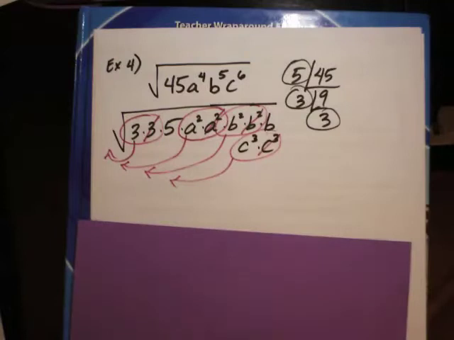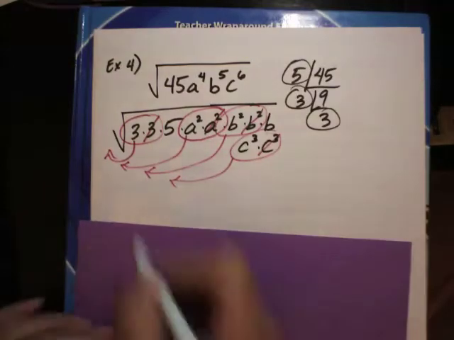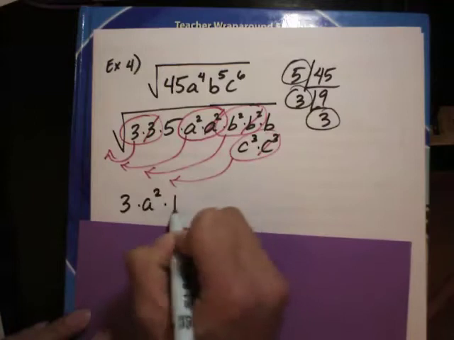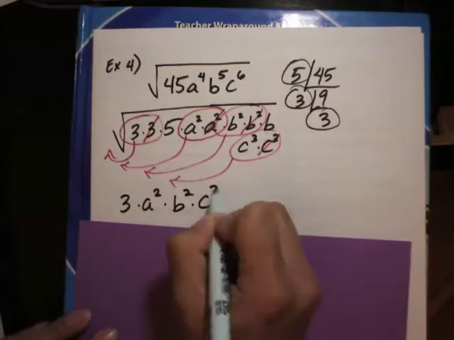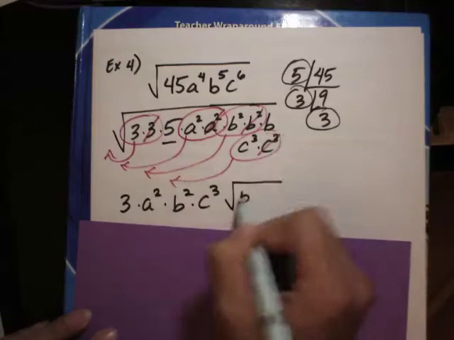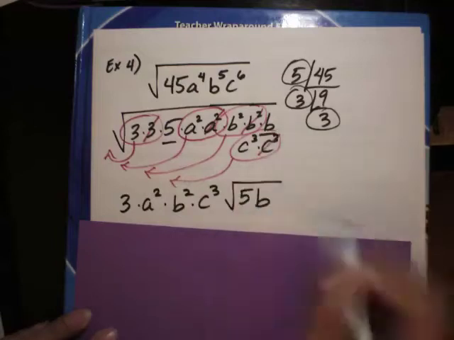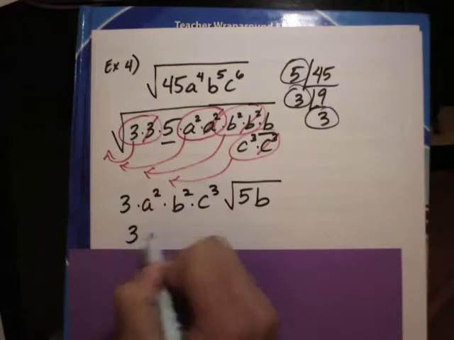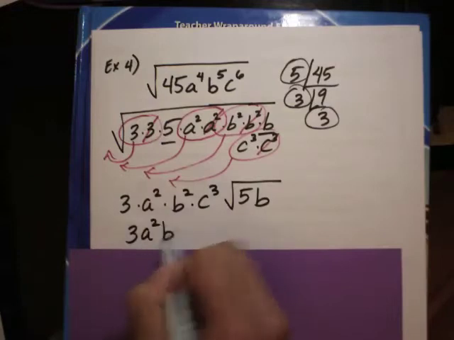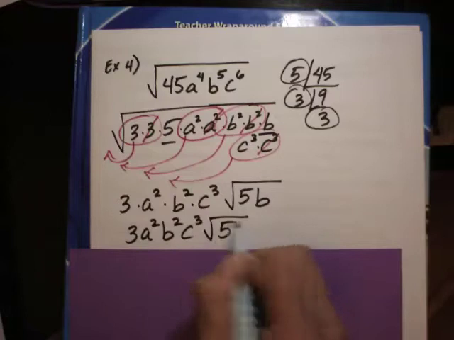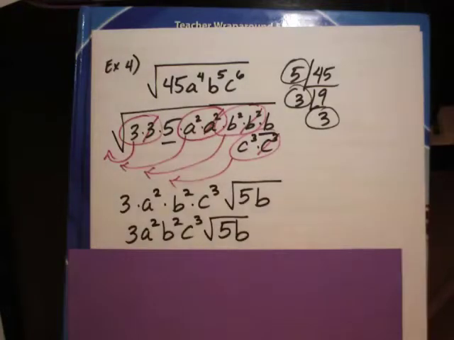Okay, so everything that's outside of the radical sign now is a 3, an a squared, a b squared, a c cubed, and everything that's left over, let's see, we have a 5, we have a b, and I think that's it. So simplifying this, we have 3a squared, b squared, c to the third, radical 5b. But remember the very important note that we talked about earlier.